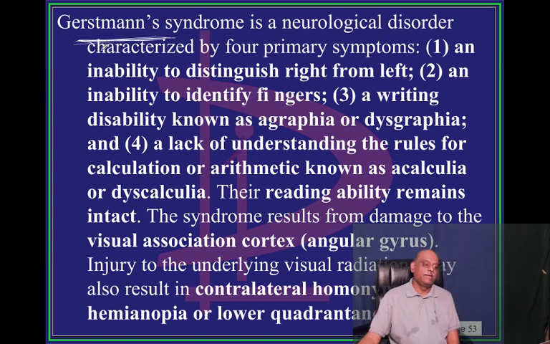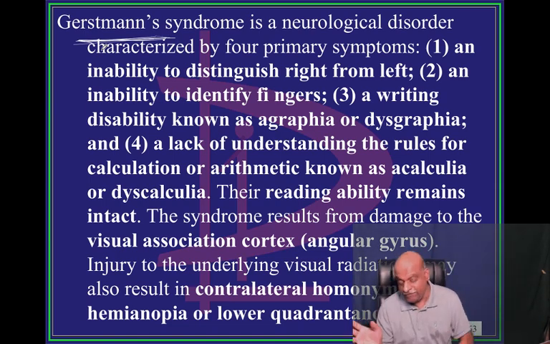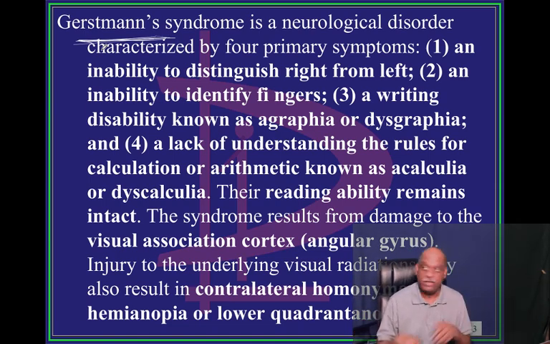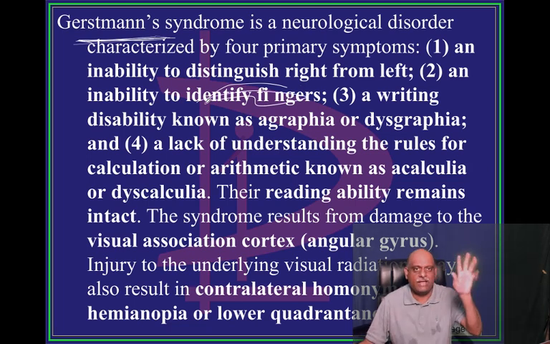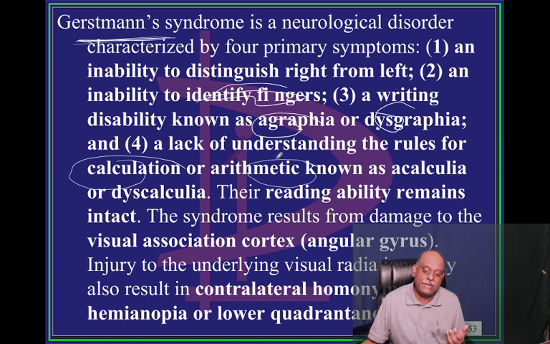Now tell me, doctor, what are the 4 classical symptoms of Gerstmann syndrome? Number 1, inability to distinguish right from the left. Is it the right? Is it the left? Number 2, inability to identify the fingers. Then a writing disability, agraphia, dysgraphia, and a lack of understanding the rules of calculation or arithmetic. Acalculia.